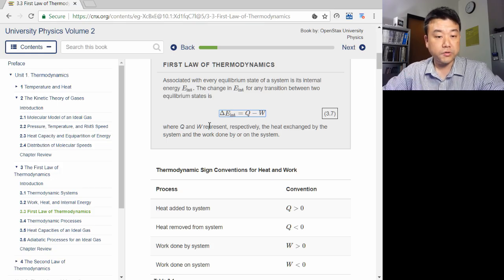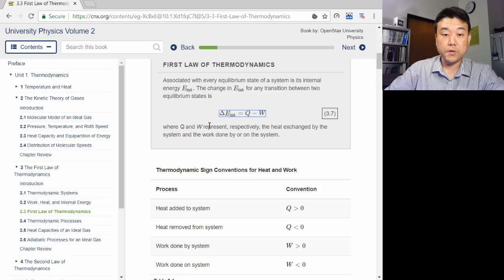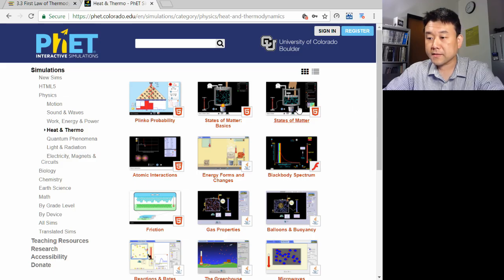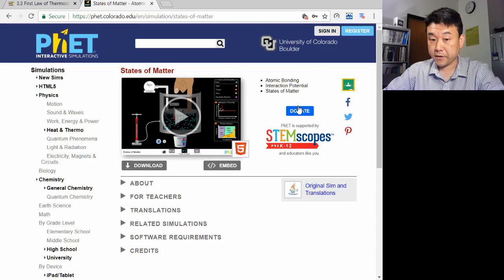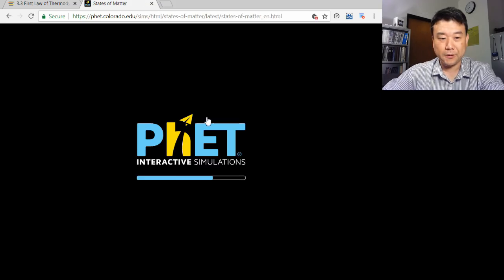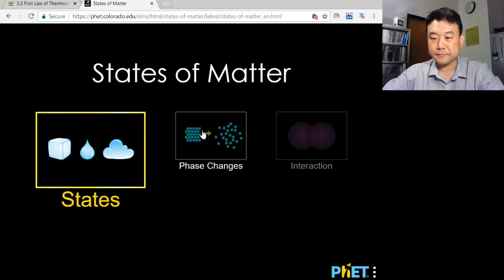I will illustrate this in two ways, with a simulation and with a physical demo. Here is the PhET simulation States of Matter. Let me get some cold sample of neon gas.